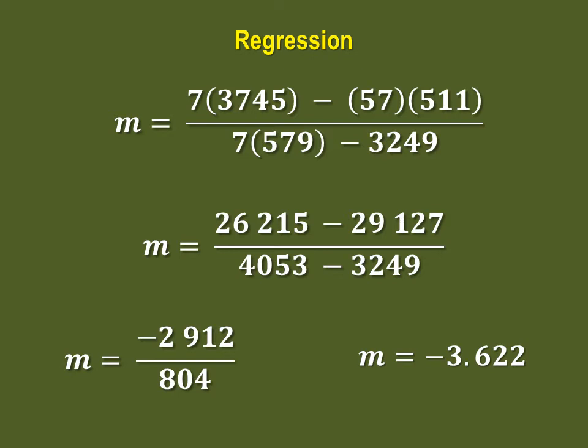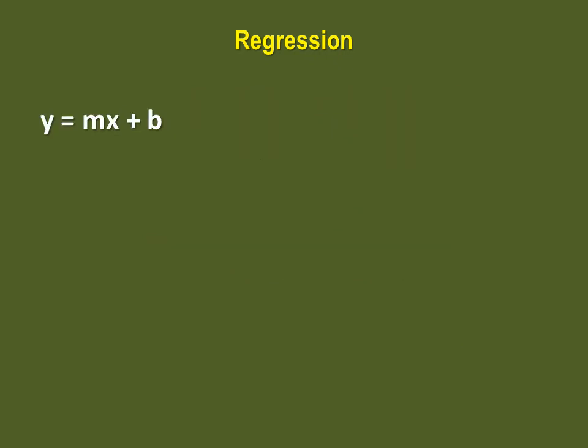A cue to see if you're going in the right direction. Remember the scatter plot we drew in the beginning. The line was actually pointing downwards, so it's good that we have a negative slope. We now have all of the elements we need to fill out the line of best fit's equation, which becomes y is equal to minus 3.622x plus 102.493.